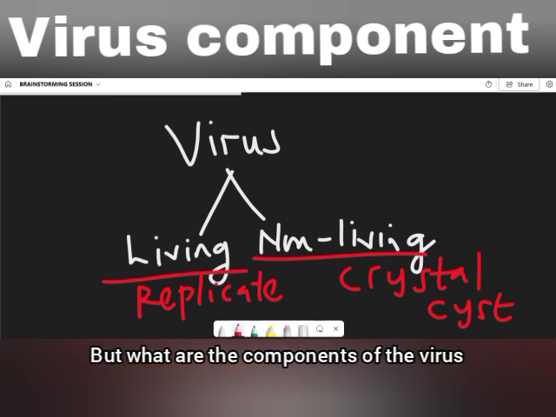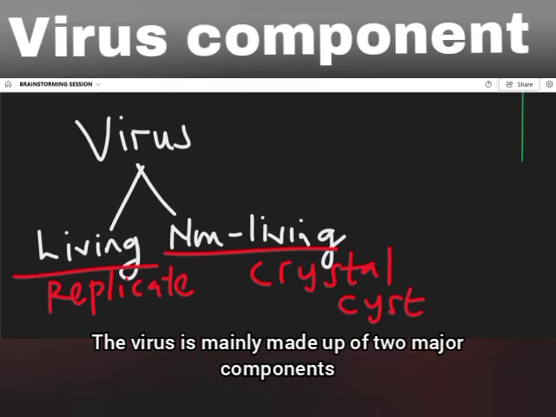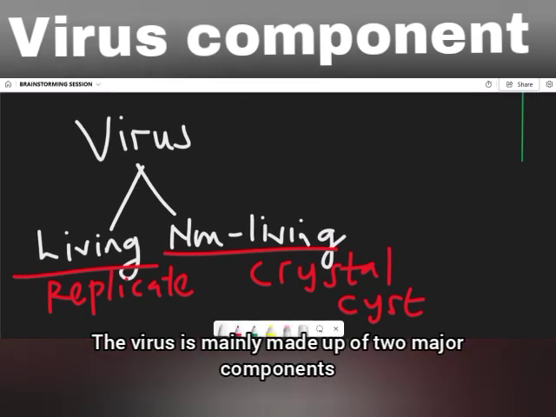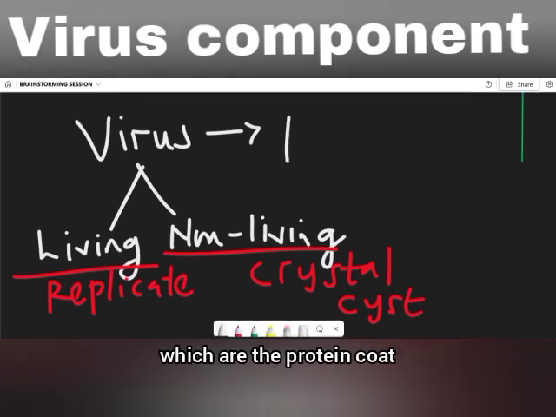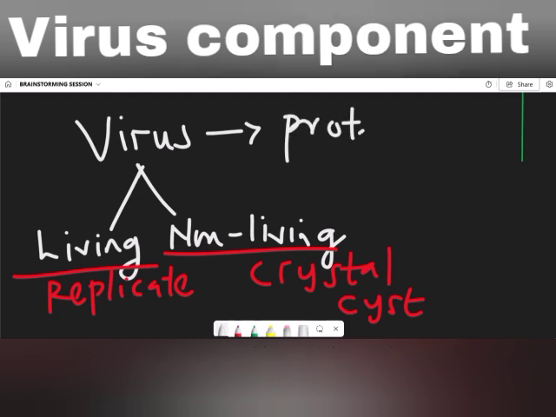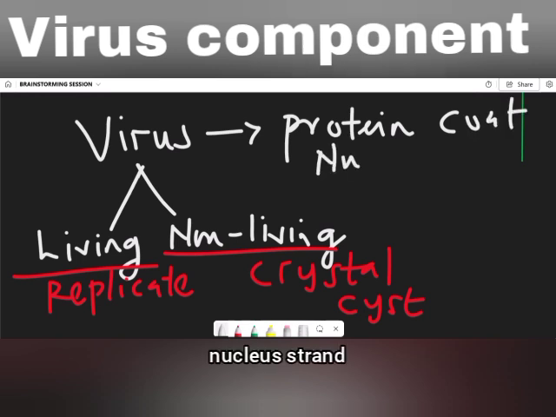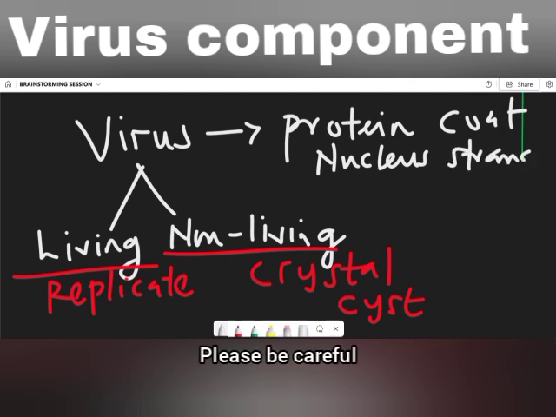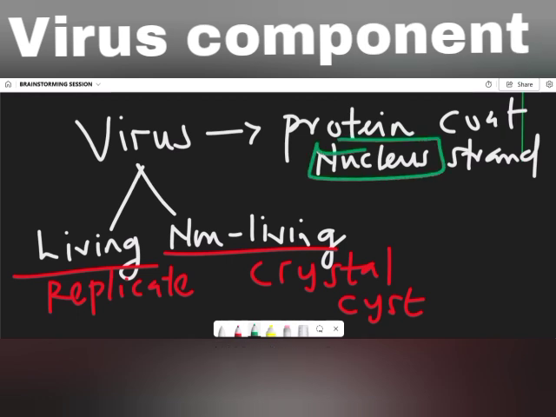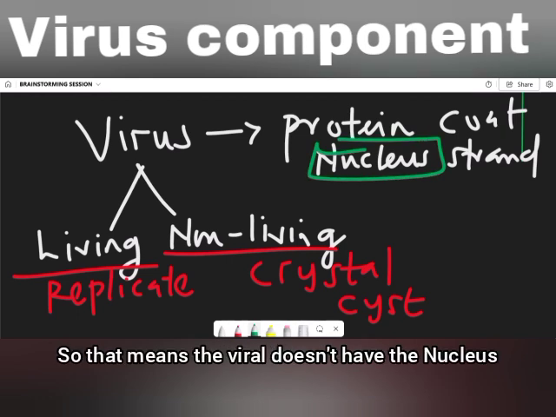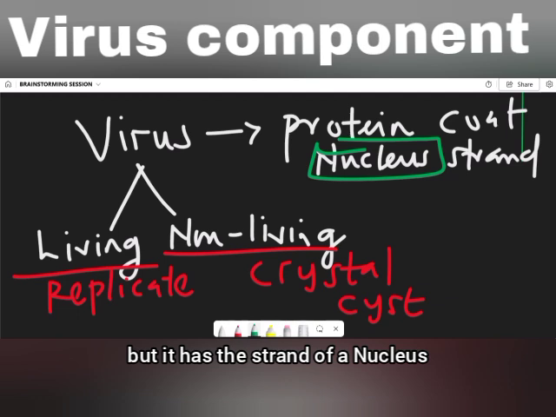But what are the components of the virus? A virus is majorly made up of two major components, which are the protein coat and the nucleic strand. Please be careful, I didn't say nucleus, I said nucleic strand. So that means a virus does not have a nucleus, but it has a strand of nucleic acid.